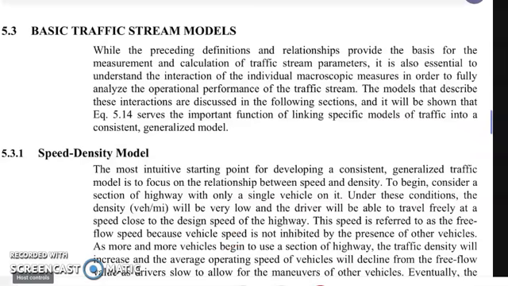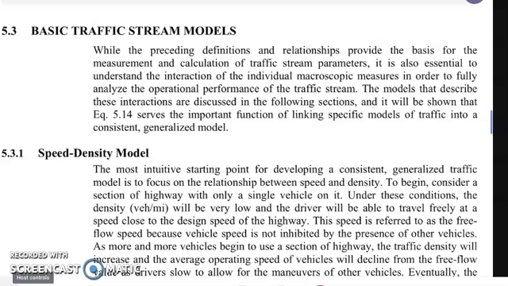So a while ago, we were able to define and identify the relationships for the measurement and calculation of traffic stream parameters.